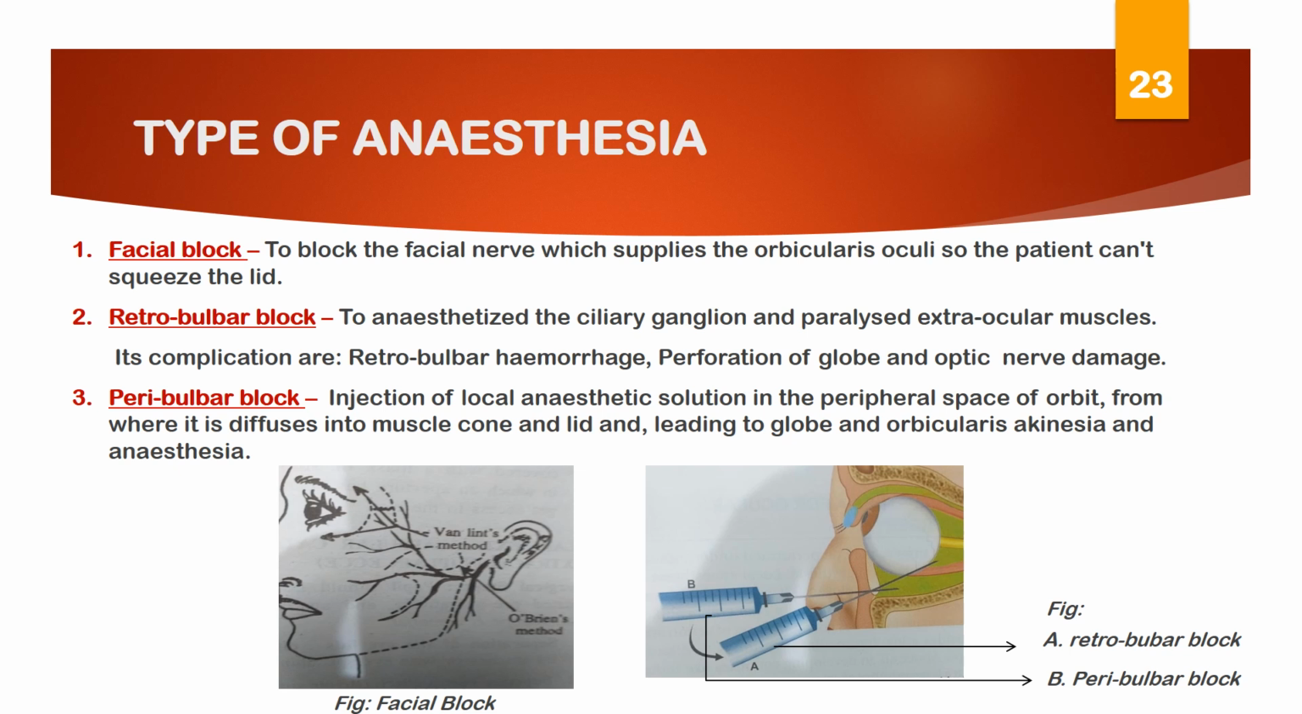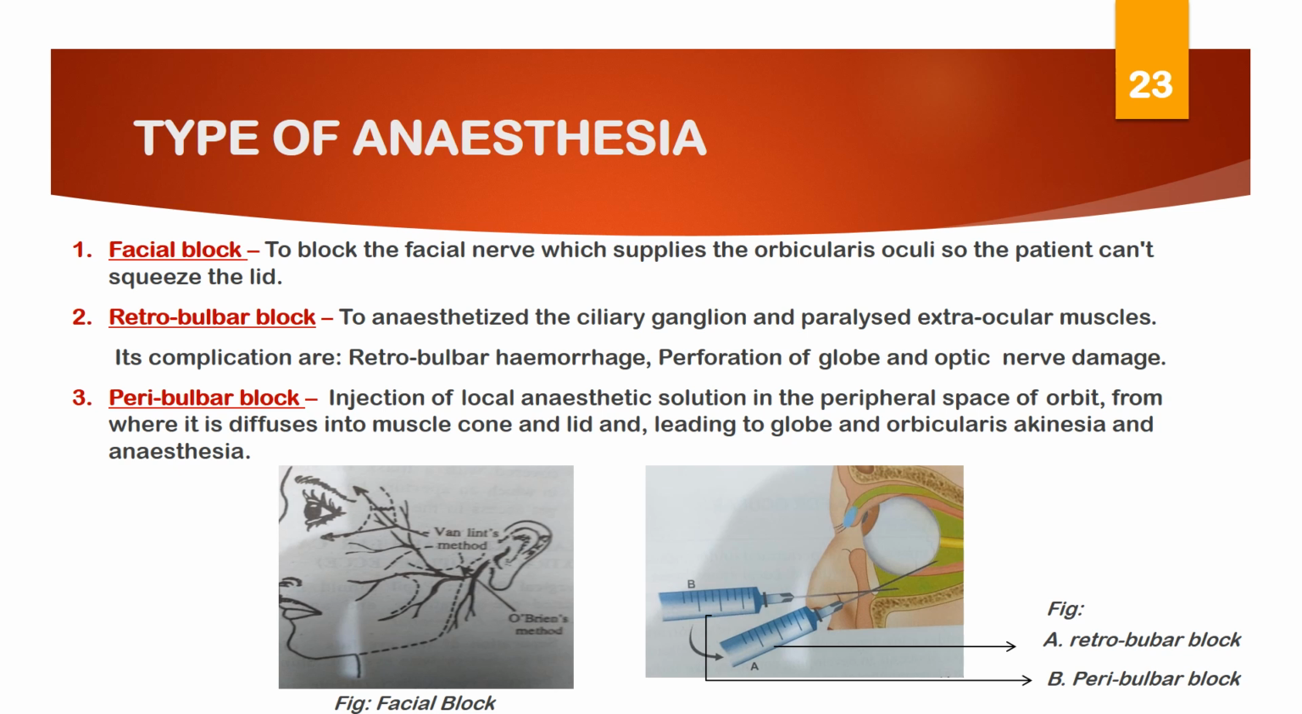Types of anesthesia. Facial block, to block the facial nerve, which supplies the orbicularis oculi so the patient can't squeeze the lid during the surgery. Second one is the retrobulbar block to anesthetize the ciliary ganglion and paralyze the extraocular muscles. Its complications are retrobulbar hemorrhage, perforation of the globe and optic nerve damage.